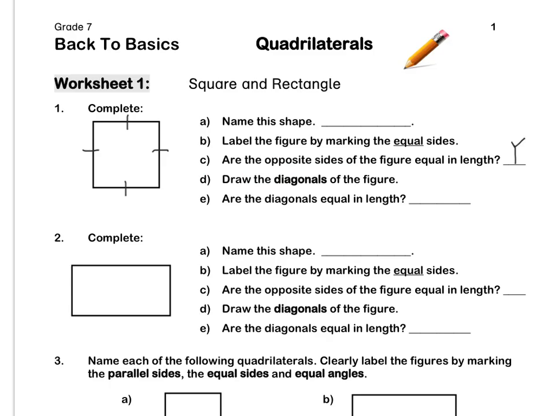Question D. Draw the diagonals of the figure. A diagonal is a line from one corner of a figure to the opposite corner of the figure. There's the first diagonal and there's the second diagonal. E. Are the diagonals equal in length? Yes, they are the exact same length. Pause this video to complete question 1 and 2 by yourself.